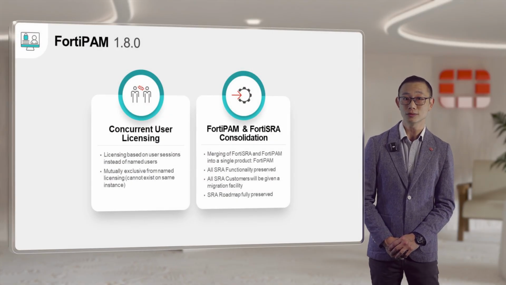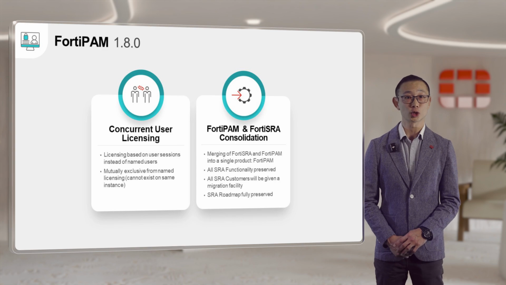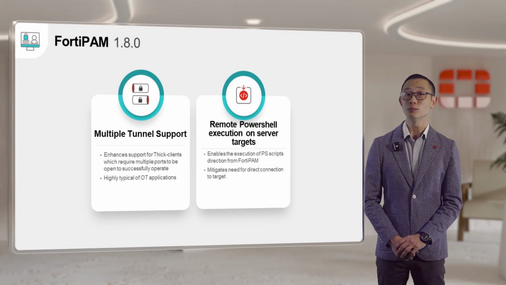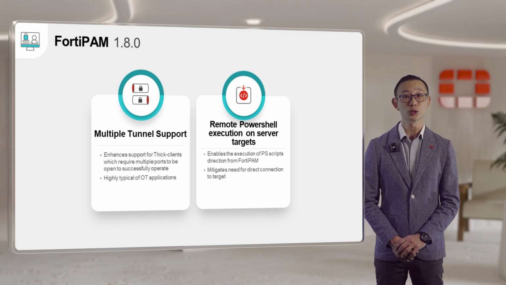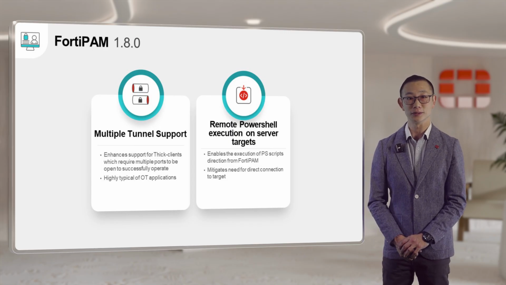In the upcoming Q4 version 1.8 release, FortiPAM will bring new features such as concurrent user licensing and FortiSRA consolidation. FortiSRA stands for Secure Remote Access, a solution that protects OT environments by providing secure, browser-based access for remote employees. Also, multiple tunnel support for FortiClient, which requires multiple ports to be open in order to operate successfully.